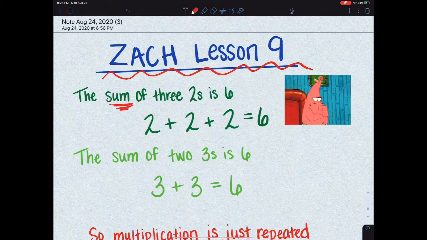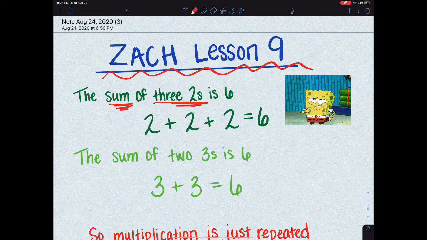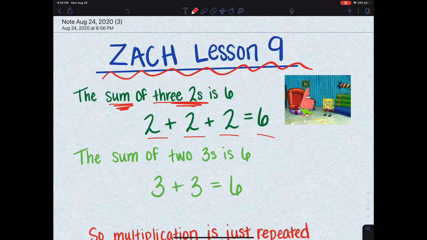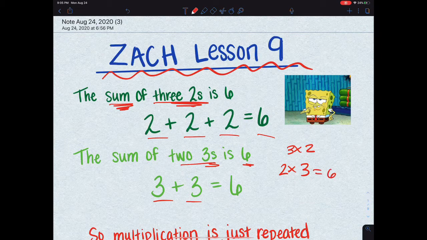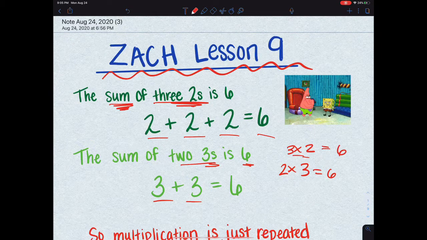The sum of 3 2's is 6, meaning 2 plus 2 plus 2 is 6. Okay, so this is the same as doing 3 times 2 is equal to 6, right? You could also say it as the sum of 2 3's is 6. So this is the same as like 3 times 2 or 2 times 3. So 2 groups of 3, that equals 6. 3 groups of 2, that is going to be equal to 6.